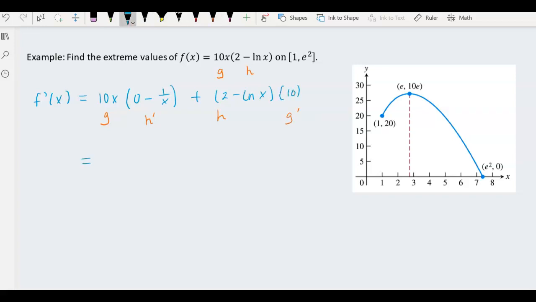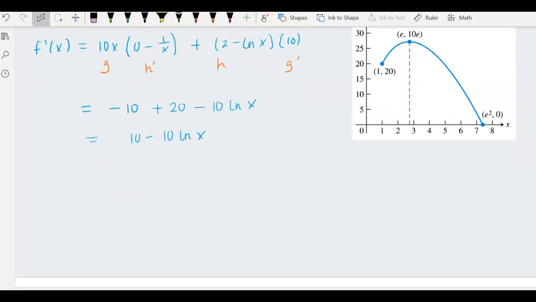Okay, let's simplify this. So it looks like I've got that's going to be a negative 10 for the first part. And then I'll have a plus 20 minus 10 natural log of x. So it looks like I've got 10 minus 10 log of x. Okay.